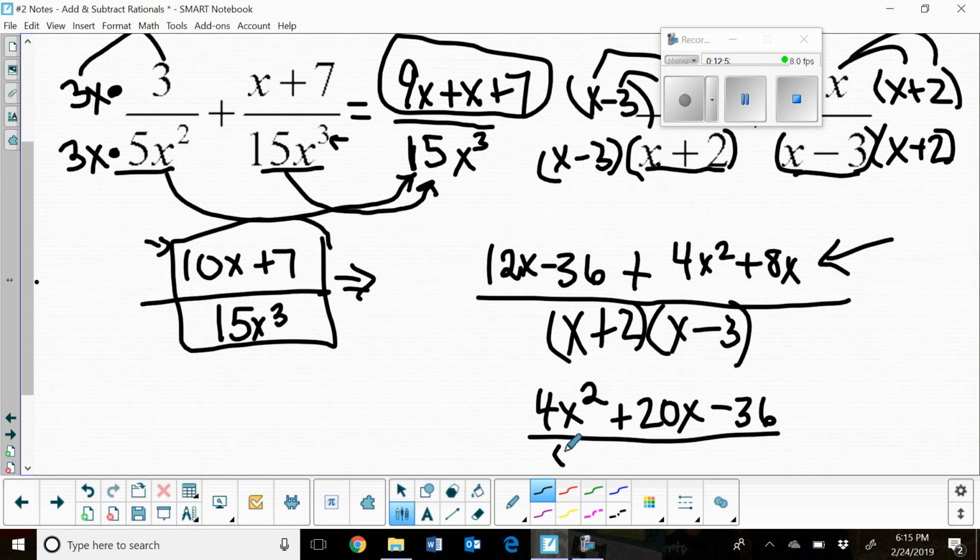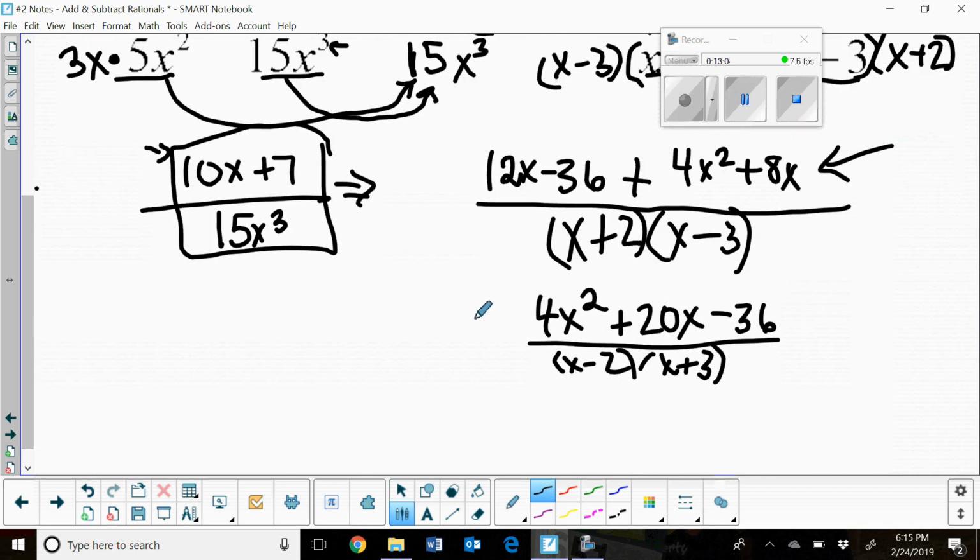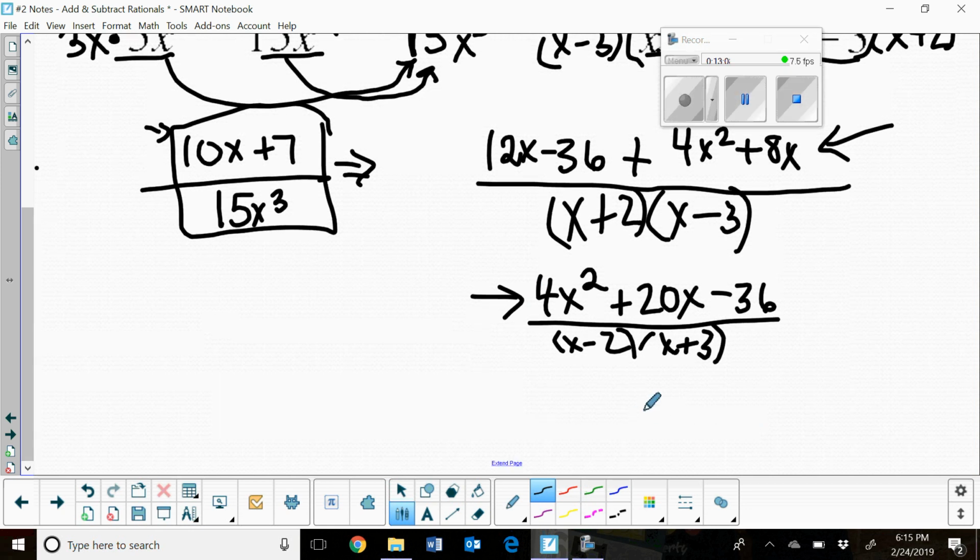I keep it factored. Notice I've never FOILed it together. I just keep it all factored. There's no reason to FOIL it because I'm just going to factor it at the end. So now I need to see, does my numerator factor? Well, I can see I have a common factor of 4. So I'm going to take a 4 out. And that leaves me with x squared plus 5x minus 9.